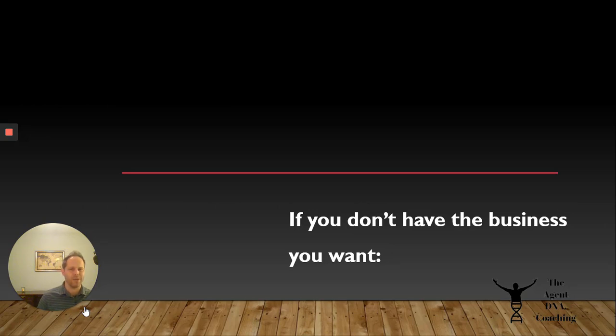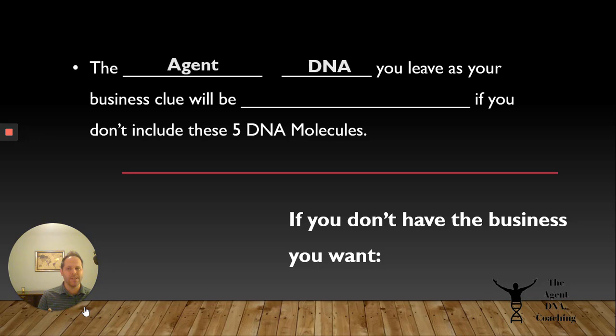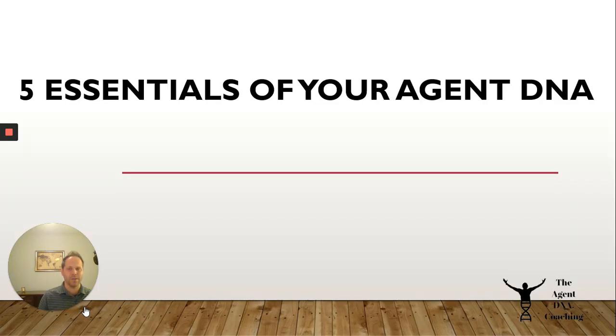Another thing that we know about not having the business that we want is the agent DNA that you leave as your business clue will be unrecognizable if you don't include the proper mixture of the 5 DNA molecules. Okay, so now there are 5 essentials of your agent DNA. All right, now if you're following along in the workbook with me, this is where we're really not going to fill anything else out for the time being.